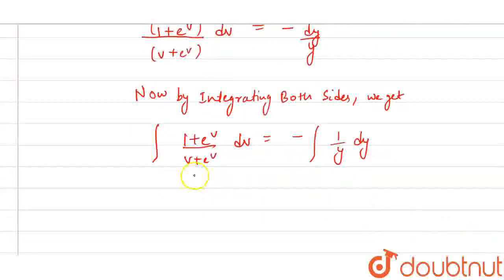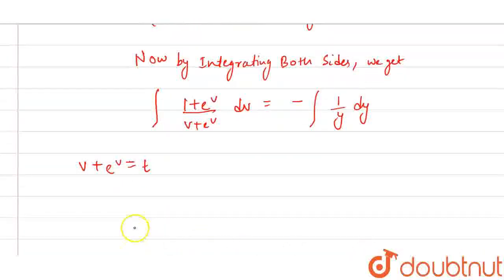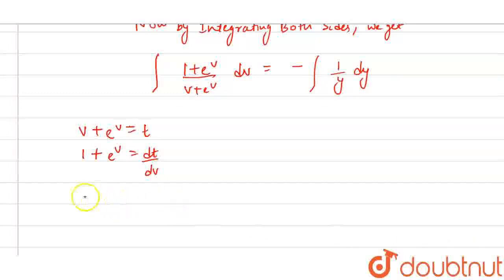Now if we see the left-hand side term, let v plus e^v equal t. Now if we differentiate with respect to v, the derivative of v is 1 and of e^v is e^v, so 1 plus e^v equals dt by dv. From here we get that (1 plus e^v) multiplied by dv equals dt. Now here we put the value 1 plus e^v dv equals dt.